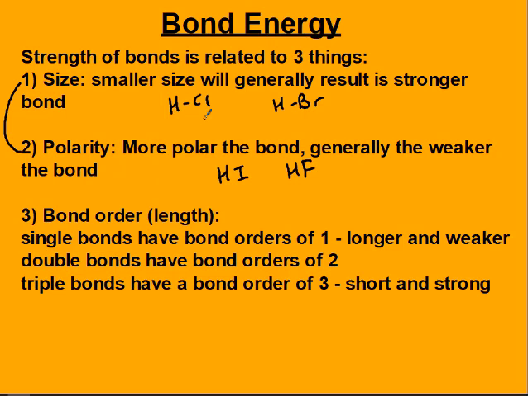Bond order. Single bonds have bond orders of 1. They're going to be longer and weaker. Double bonds are bond orders of 2. Triple bonds are bond order of 3.